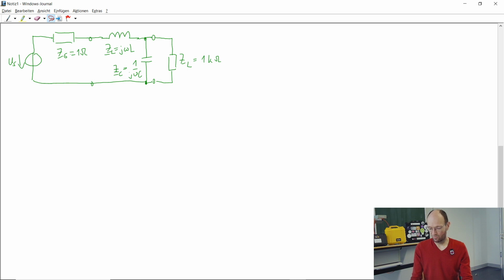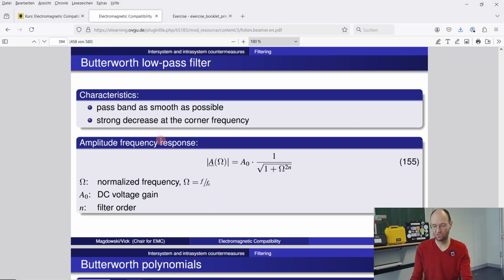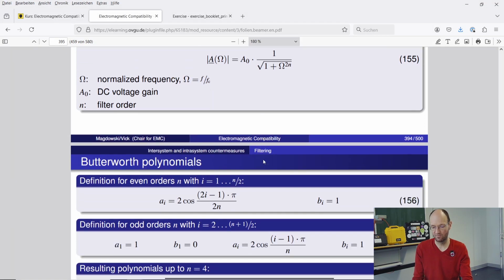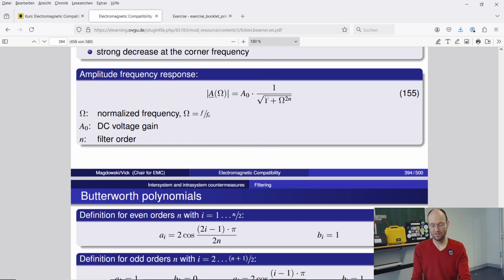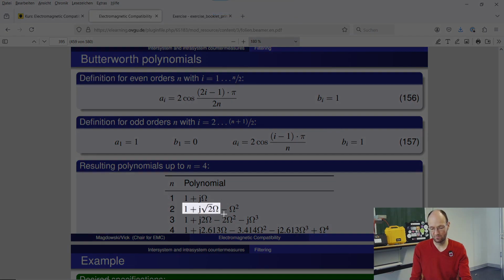And maybe we can go back to the previous page and quickly check once again, it should be a Butterworth filter. And it should be a Butterworth filter of second order. So we can check our lecture slides material. And there's this amplitude frequency response given. And here we have the corresponding polynomials for different orders. And so the second order polynomial should be this one here. Maybe I can also copy this.